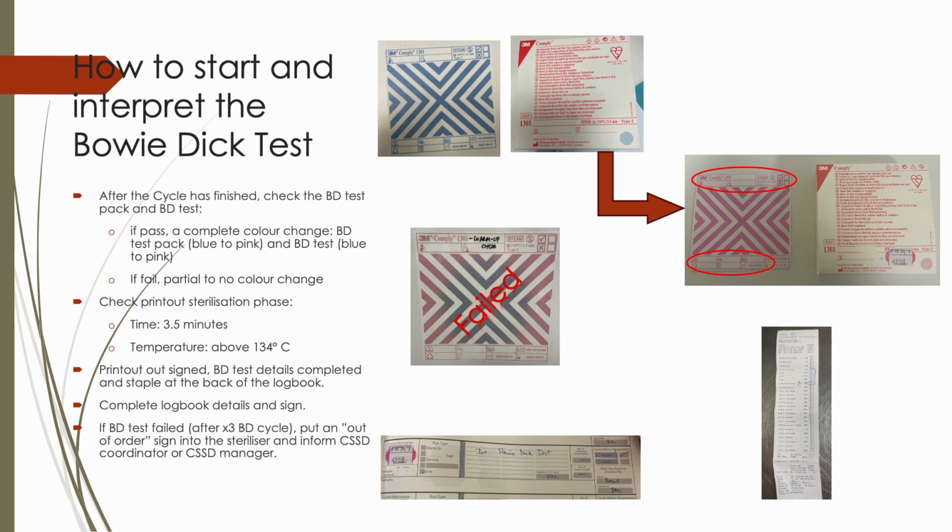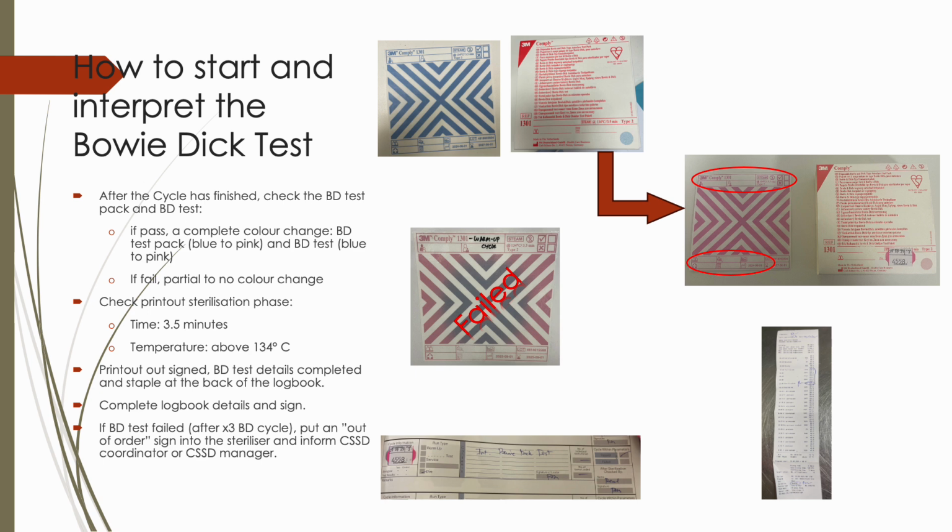As you can see in the photo below, the unprocessed Bowie-Dick test pack indicates that the steam penetration is compromised by the air and non-condensable gases inside the chamber. For the printout of the Bowie-Dick test cycle, check the sterilization phase for an exposure time of 3.5 minutes and a temperature of 134 degrees Celsius.